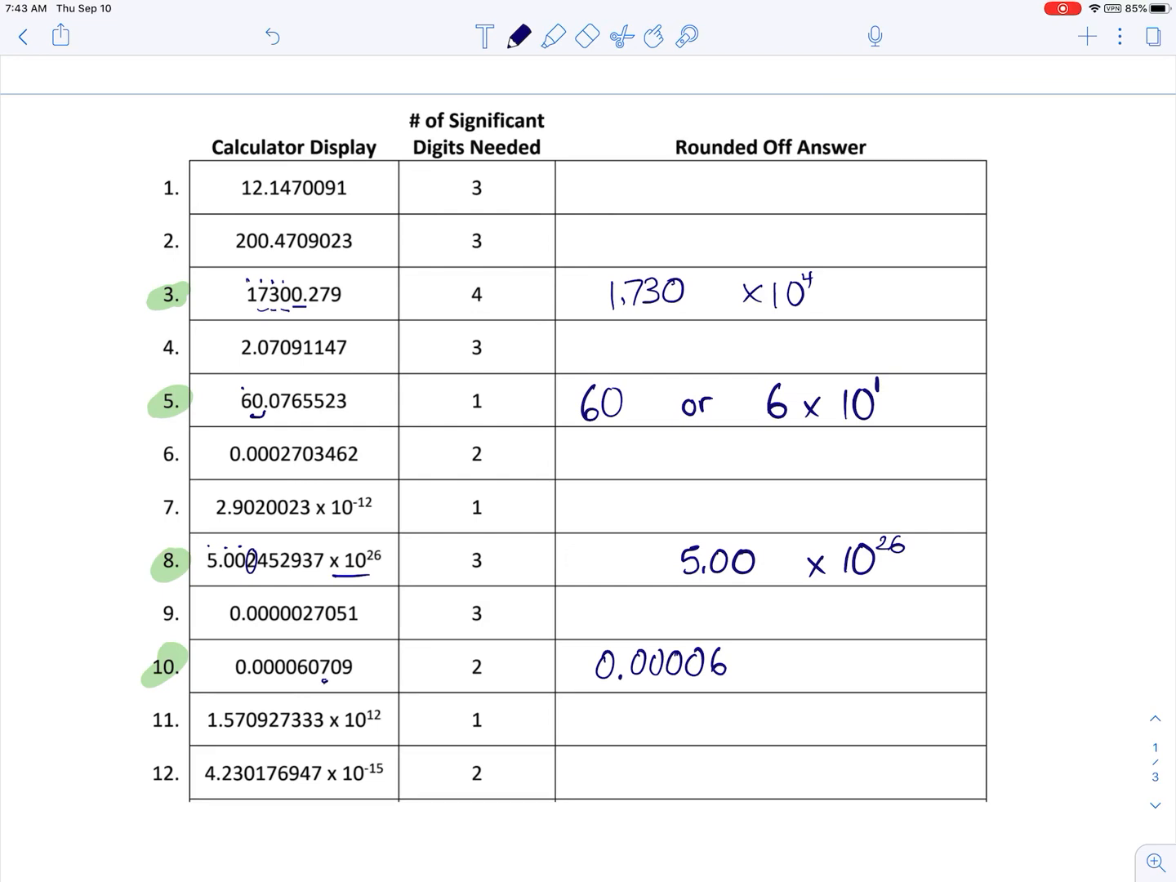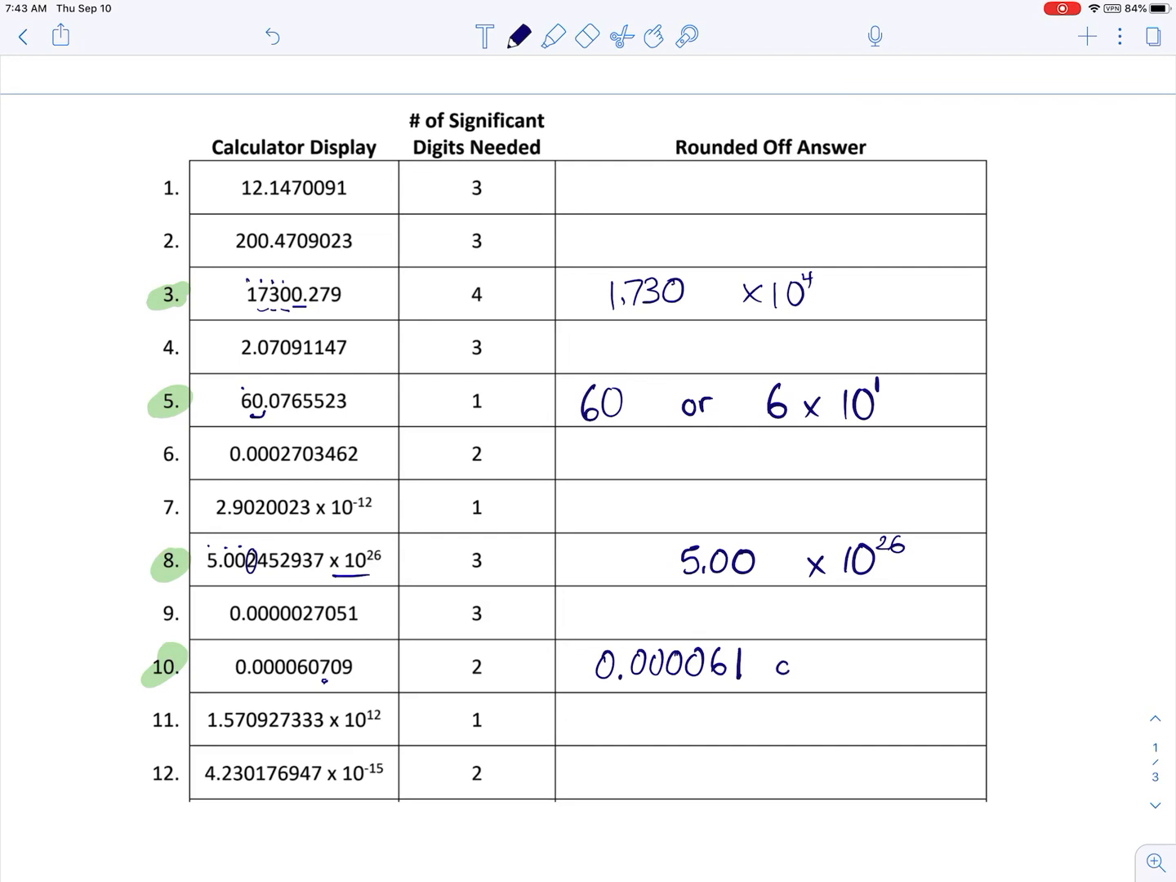Well, after the 0 comes a 7. So based on what we set up above, instead of 60, you'd have to round up the 0 and call it 61. So 0.000061 would have 2 significant digits.